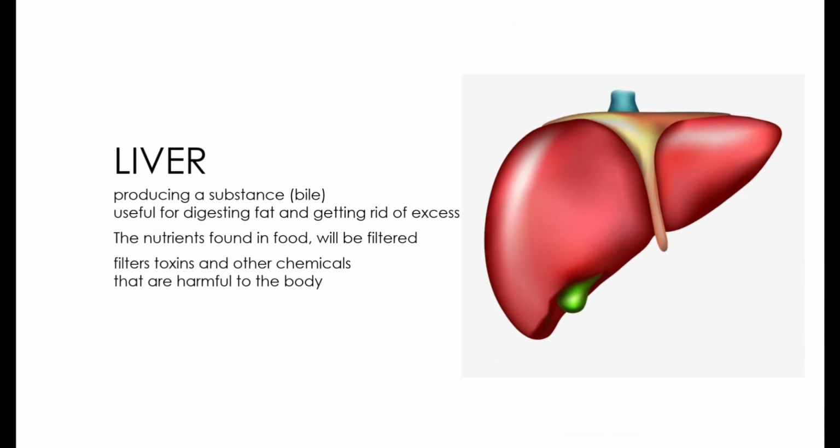The first one is the liver. The liver plays a role in producing a substance called bile, which is useful for digesting fat and getting rid of the excess. The nutrients found in food will also be filtered by the liver. In addition, the liver also filters toxins and other chemicals that are harmful to the body.